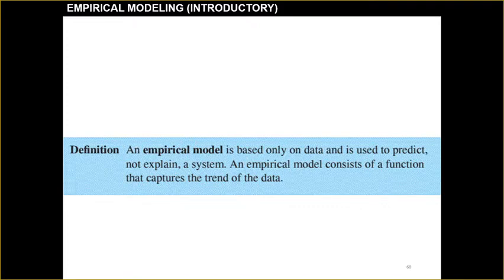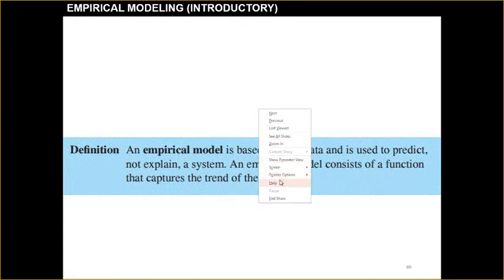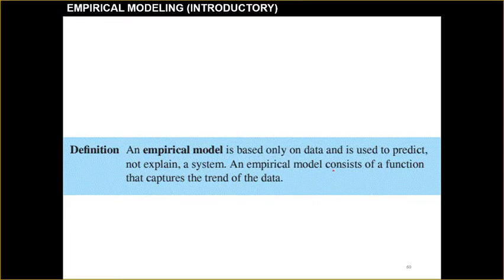Empirical modeling, as we have discussed in the previous lecture, is based only on the data, and generally it is used for prediction purposes. We have the history of the data. In industry, we have one month of data of any plant or any equipment. Based on those variables, you have to predict what will be the next move of that equipment, how the system, how the plant will behave.